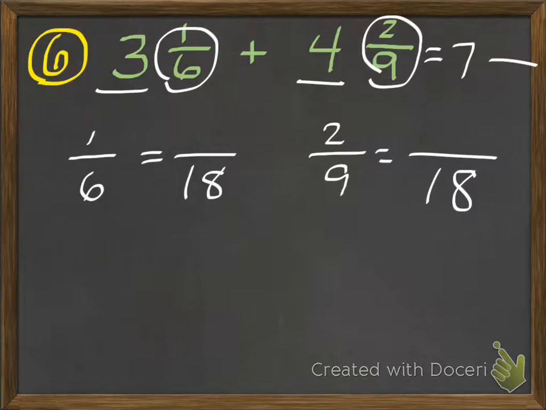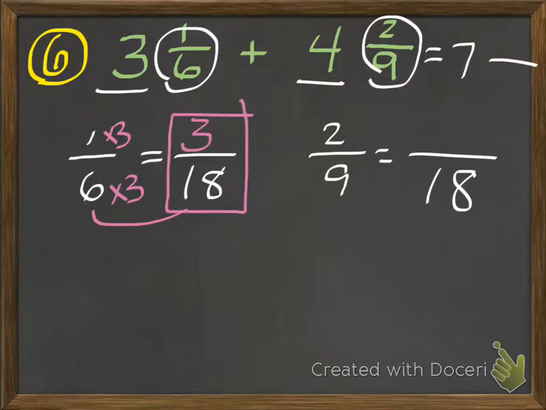To do that, I have to multiply the denominator and figure out what I multiplied to get to 18. So how did I get to 18? Well, 6 times 3 equals 18. Whatever I do to the bottom, I have to do to the top. So now I take 1 times 3, and that equals 3. So 1/6 is the same as 3/18. It's an equivalent fraction.